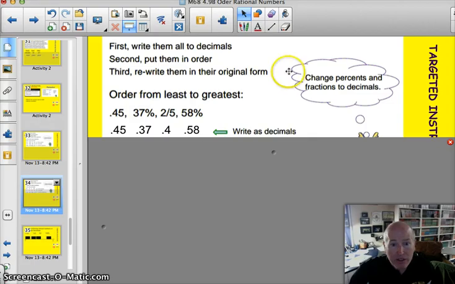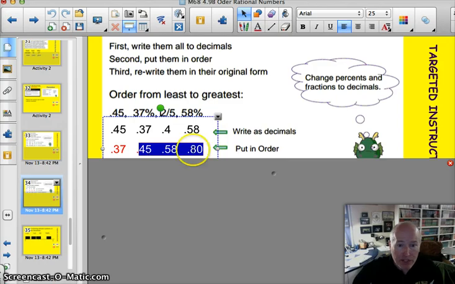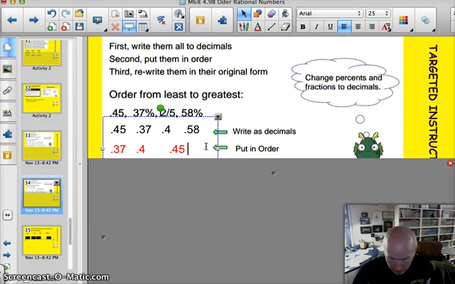Okay, next we need to take and put them in order from largest to smallest. And I'm going to have to do some changing on the fly here. So we know that we've got 0.37 is going to be my smallest, and then it's going to be 0.4, and then we're going to have 0.45, and then 0.58. Let me double check. Least to greatest, least to greatest.